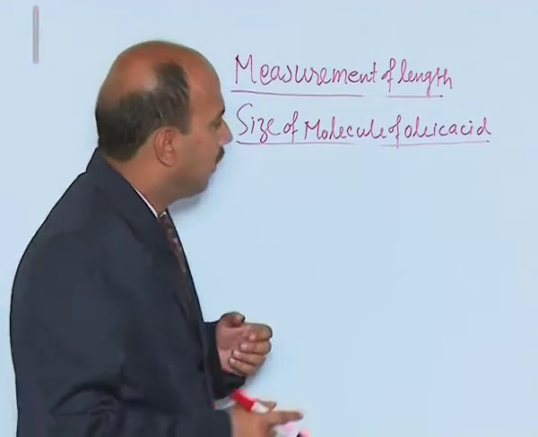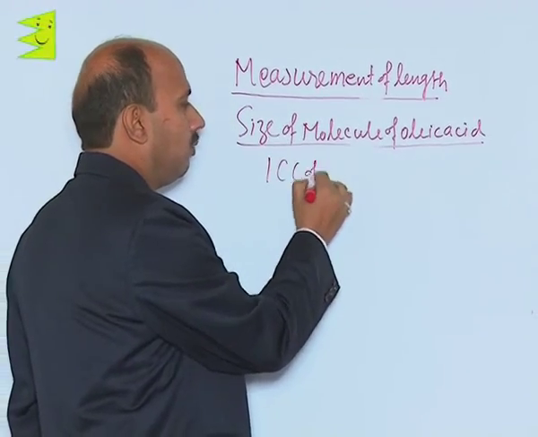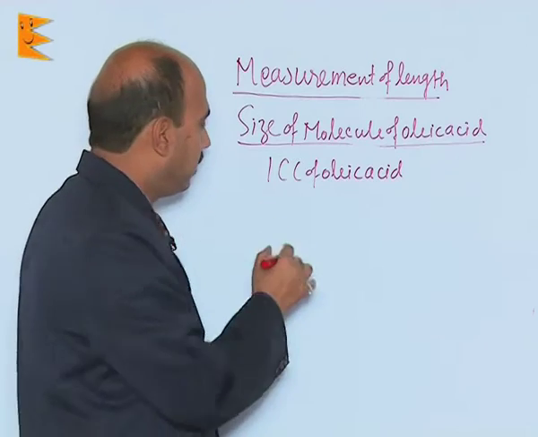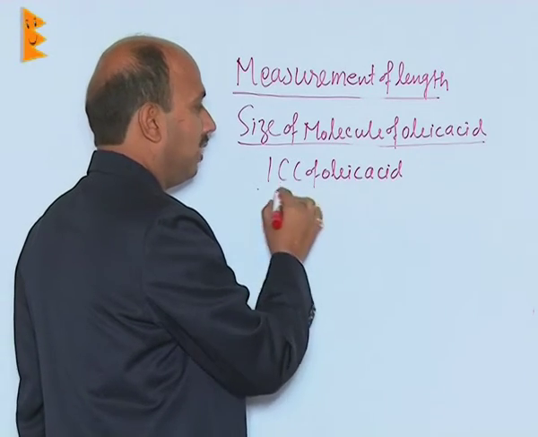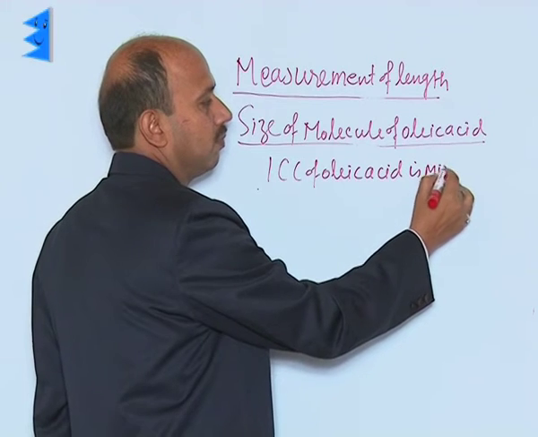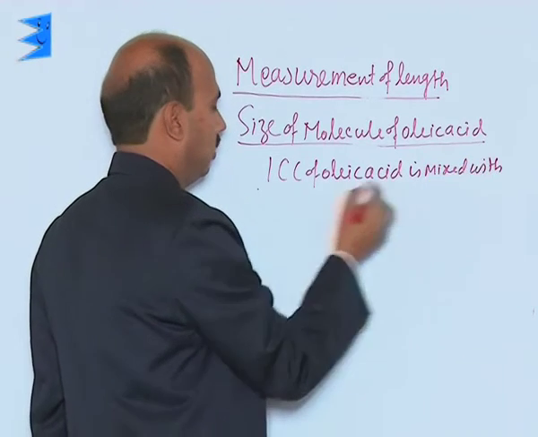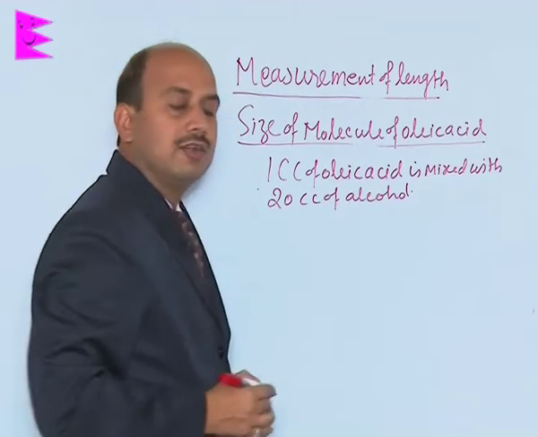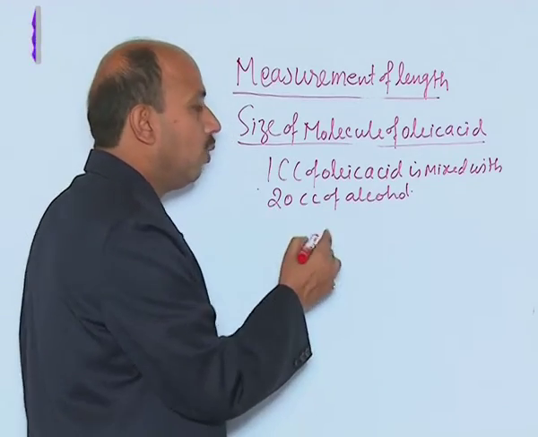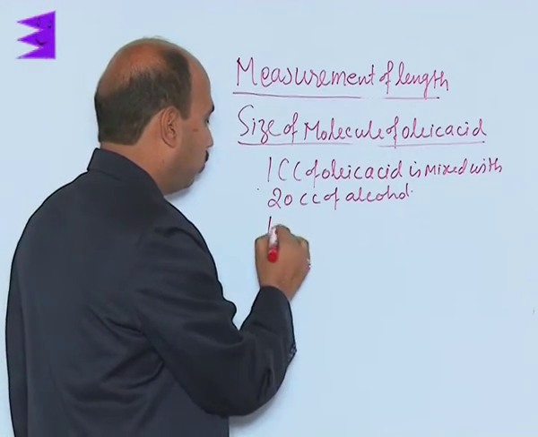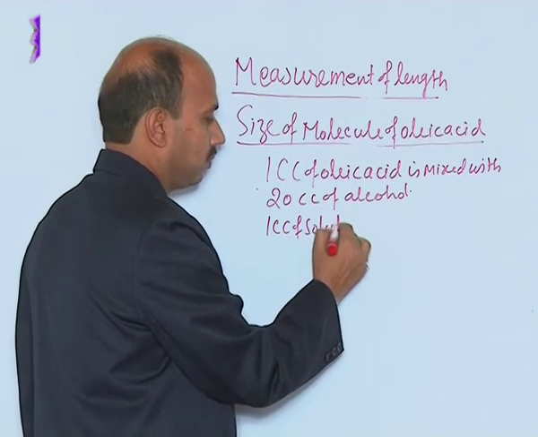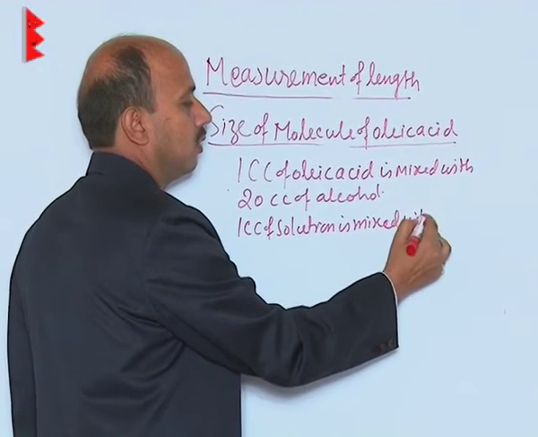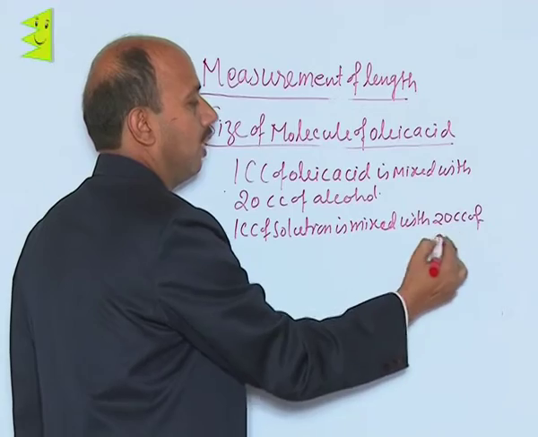For that, first we take 1 cc of oleic acid, which is mixed with 20 cc of alcohol, and a solution is prepared. Now, you take 1 cc of this solution, and this 1 cc of solution is mixed with 20 cc of alcohol.